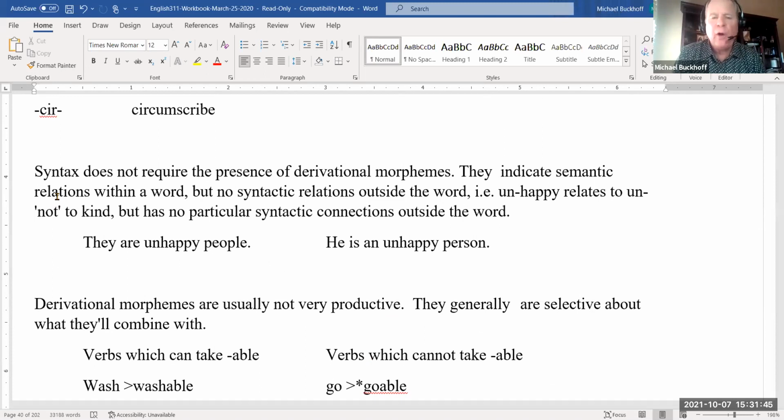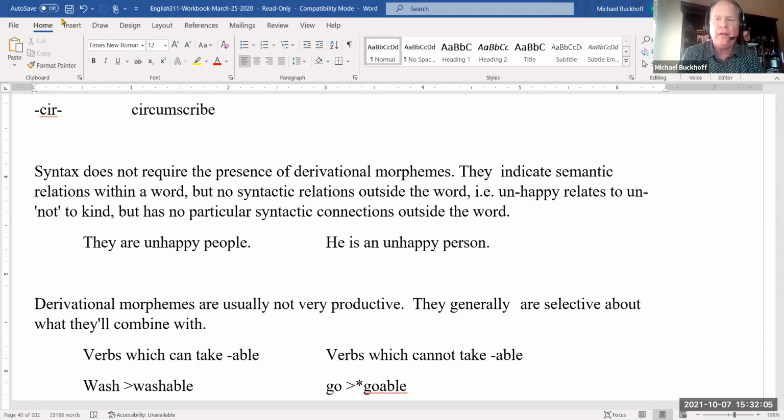Syntax does not require the presence of derivational morphemes. They indicate semantic relations within a word, but no syntactic relations outside of the word. So unhappy relates to un, which means not, to happy, but has no connection outside of the word.